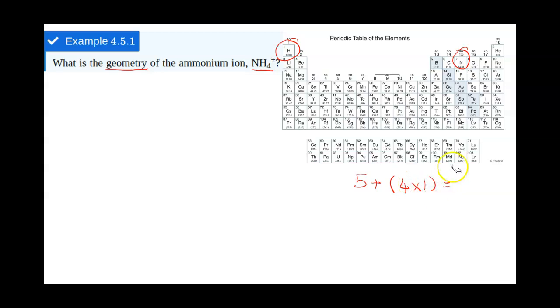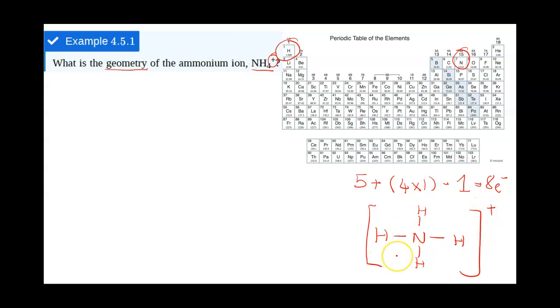So in total, we have to add these up, and then we have to take 1 electron away because this guy's got a positive charge. So in total, we end up with 8 electrons. Now, as hydrogen is always an outer atom, we know that nitrogen must go in the middle. So our Lewis structure that we're going to start with is this.